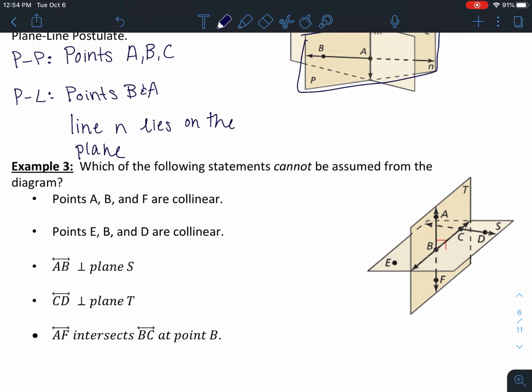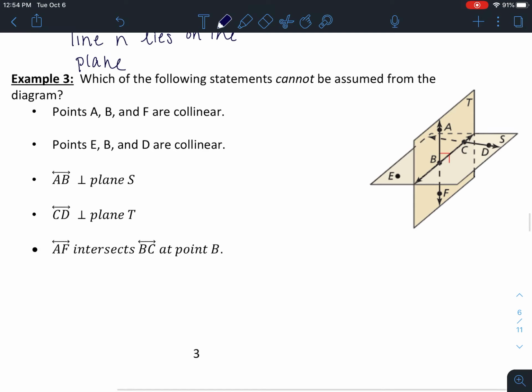Beautiful. Example 3. Which of the following statements cannot be assumed from the diagram? All right, so let's take this one by one. So points A, B, and F, so let's highlight those. Here's A, B, and F, so that's a straight line all on plane P. A, B, and F are collinear. They are on the line. I would assume that those would be collinear. So yep, I would say that one is good to go.